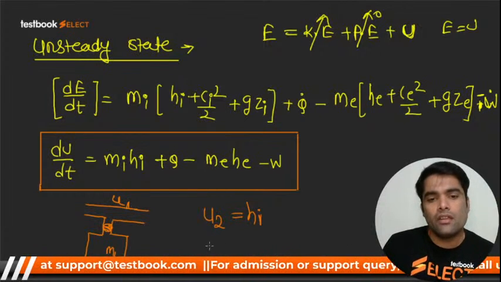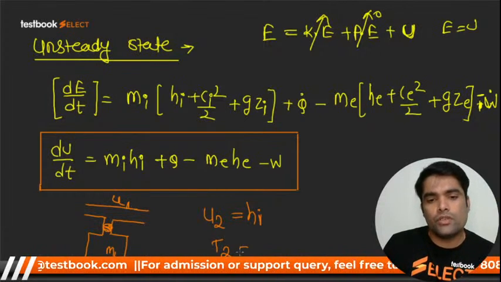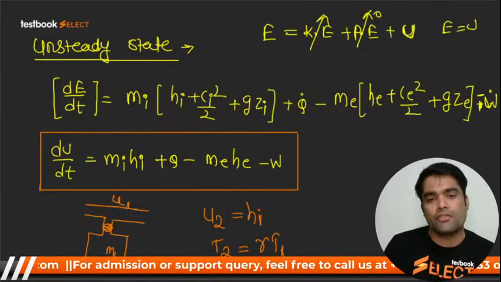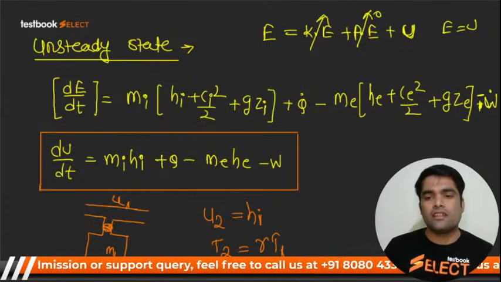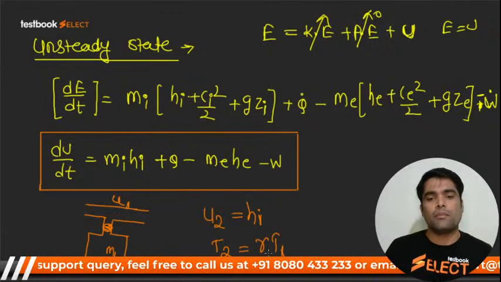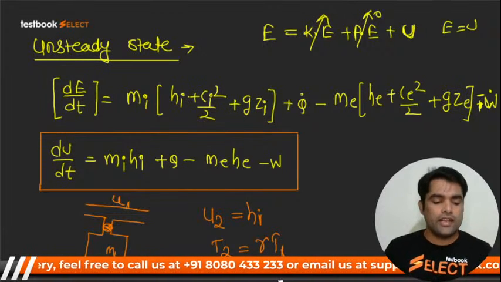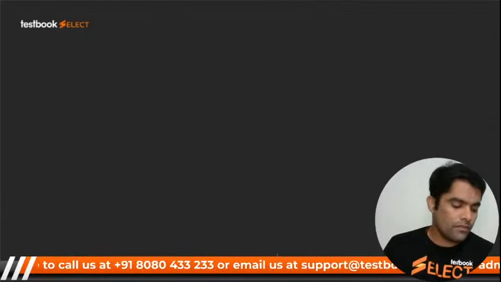And if it is so, my dear, you will come to know that T2 is equal to gamma times the initial temperature. Okay, this result you have to keep in mind. This result you have to keep in mind. Okay, here we go for next. चलें आगे. Here we go.